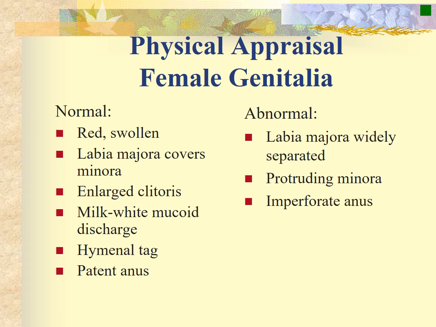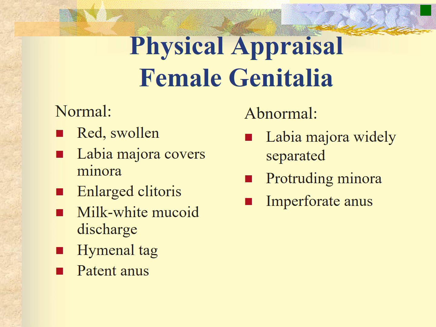The genitalia on the female, the normal would be red and swollen, and what you'll notice is that the labia majora will completely cover the minora on a full-term infant. Preterm, that labia majora is going to be widely separated. It's not going to completely cover the minora. Okay, and this is all part of the evaluation that you'll do. It's our newborn assessment sheet that we have. The clitoris will be enlarged as it's swollen. They often have a milky white mucoid discharge coming from the vaginal area. You may see a hymenal tag.